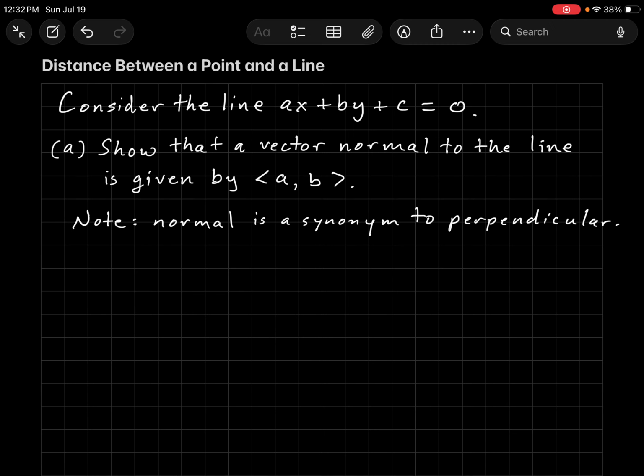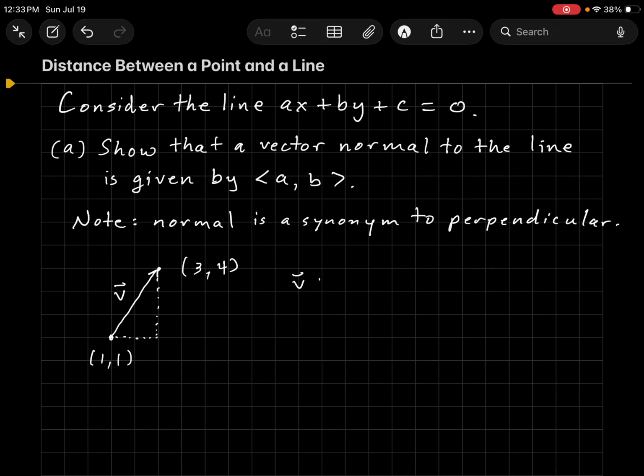So before we show part A, let's do just a little bit of background. Suppose I have the point 1, 1. And then I also have the point, say, 3, 4. And I want to draw the vector from 1, 1 to 3, 4. How could I write this vector? And we'll call it vector v.